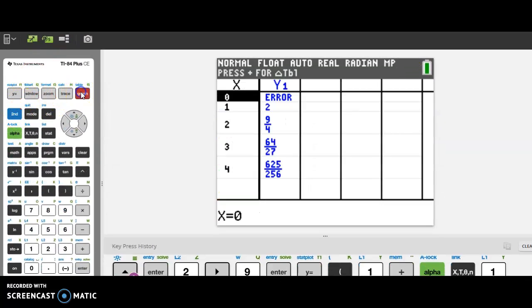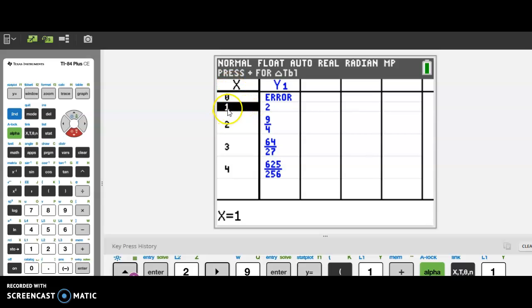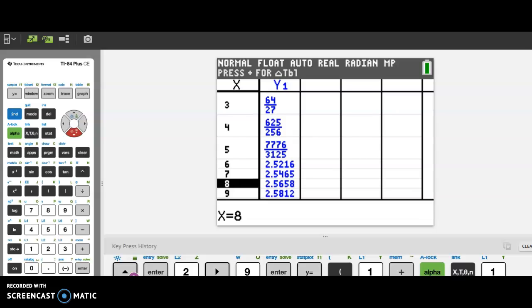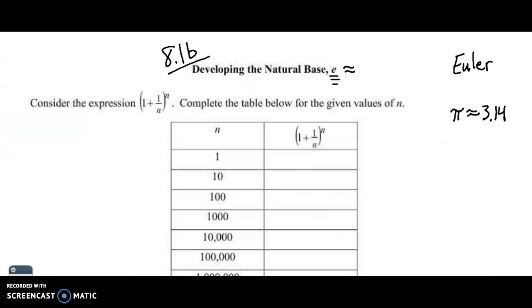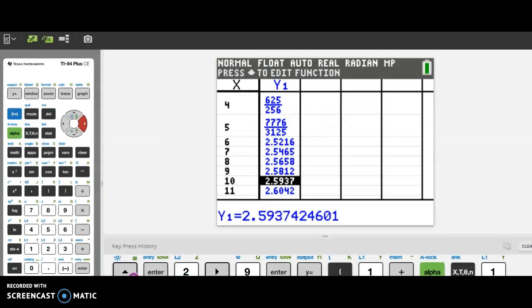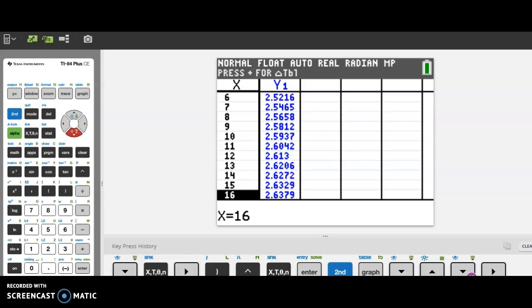So the neat trick that I'm going to show you is, you're probably used to using tables, like second graph, and looking at the table. And by the way, n can't be 0 because you'd be dividing by 0. But when n is 1, x is 1, you get a y value of 2. And you could scroll down, and when n is 10, you get 2.594. But I don't know how many of you would really want to scroll down until you get to 100.